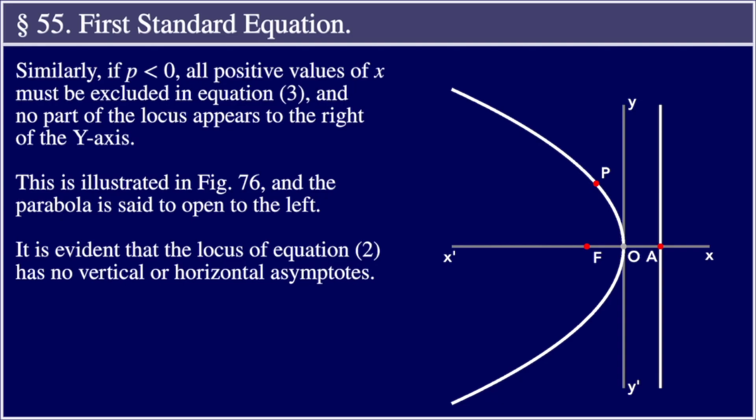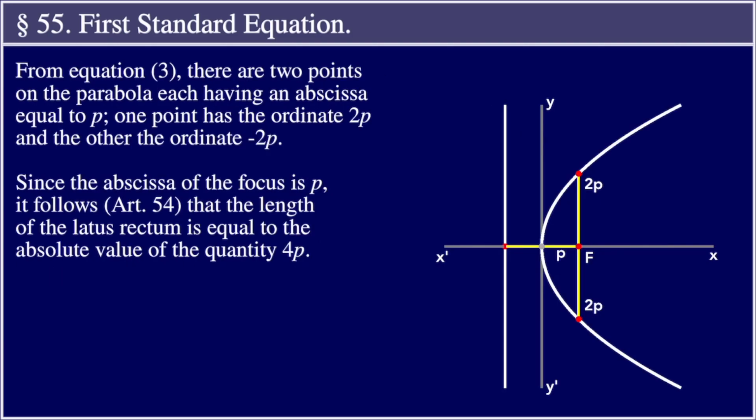It is evident that the locus of equation 2 has no vertical or horizontal asymptotes. From equation 3, there are 2 points on the parabola, each having an abscissa equal to p. One point has the ordinate 2p, and the other the ordinate negative 2p. Since the abscissa of the focus is p, it follows, Article 54, that the length of the latus rectum is equal to the absolute value of 4p.